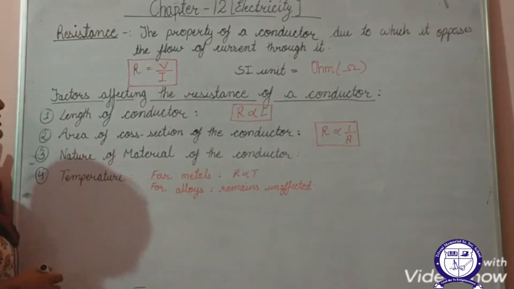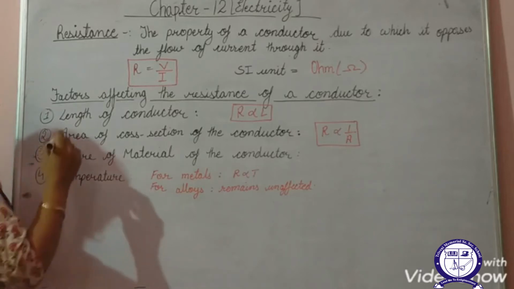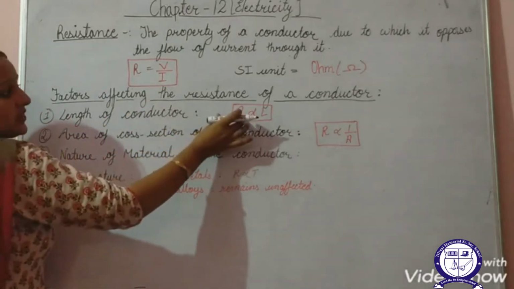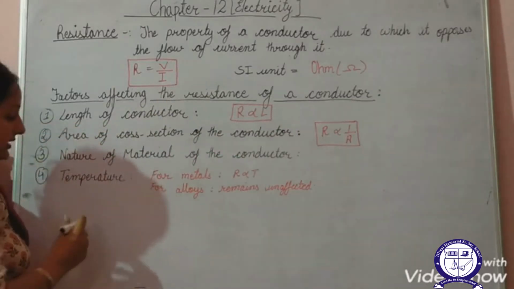Now let's discuss the factors that will affect the value of resistance of a conductor. Basically we have four factors that will affect the resistance of a conductor. The very first factor is the length of a conductor. The resistance of a conductor is always directly proportional to the length of the conductor.